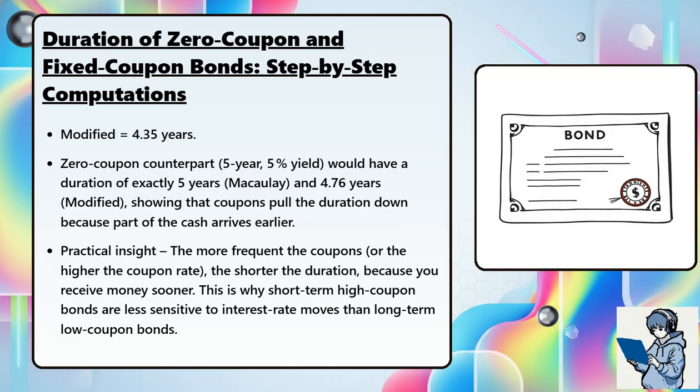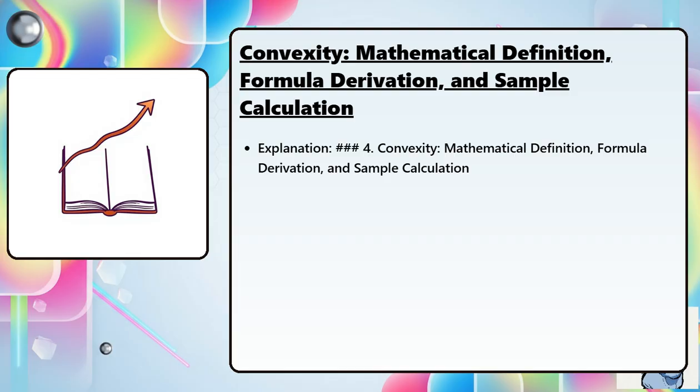Practical insight: the more frequent the coupons or the higher the coupon rate, the shorter the duration, because you receive money sooner. This is why short-term high coupon bonds are less sensitive to interest rate moves than long-term low coupon bonds. Explanation. 4. Convexity. Mathematical definition, formula derivation, and sample calculation.